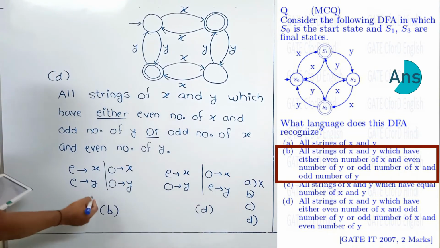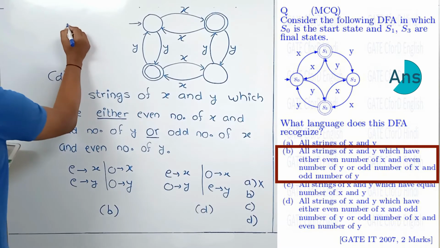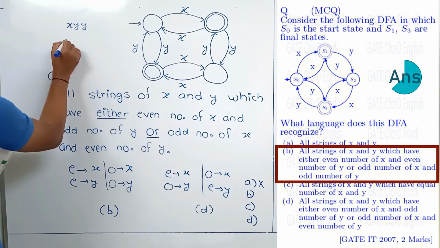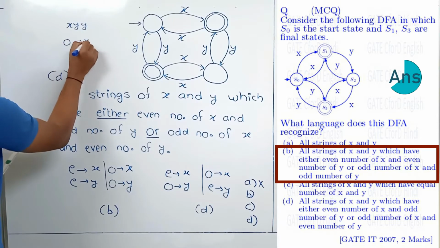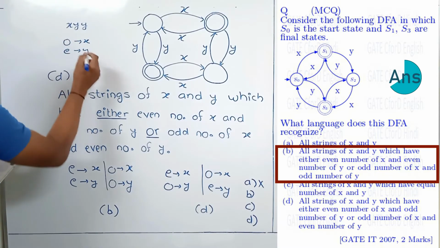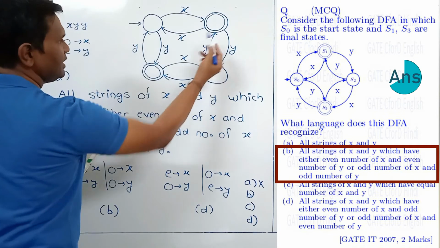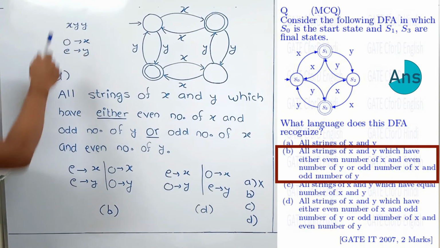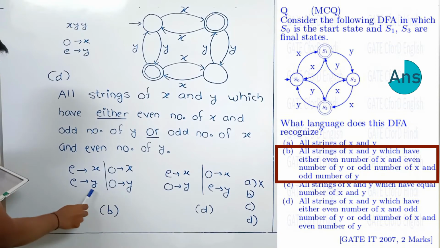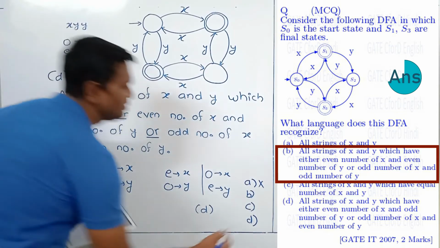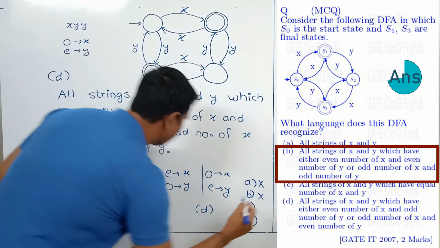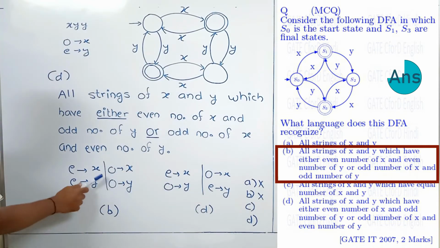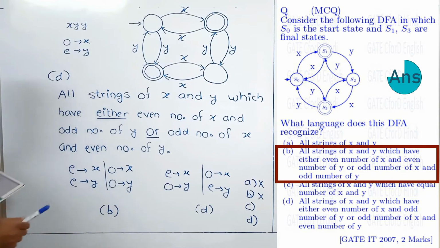Option B is this part. Now if we consider string xyy, it has odd number of x and even number of y. String xyy is accepted, and this type of string does not fit in either of these two descriptions. So option B is not correct. Odd number of x, even number of y, we don't have that combination anywhere in option B.